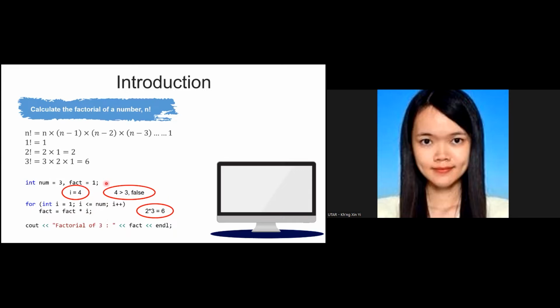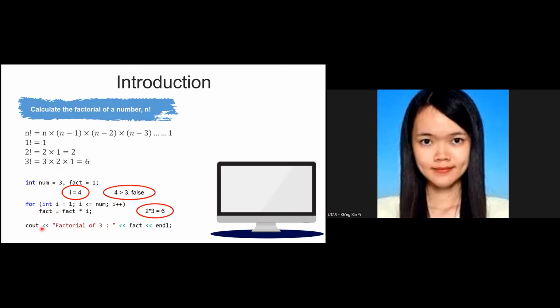So that's why we have to proceed to exit the for loop, because the condition is no longer satisfied now. Right now, the fact variable is storing the value of 6. And then we have done executing the statements inside the for loop, so we'll just come out and go to the next statement here.